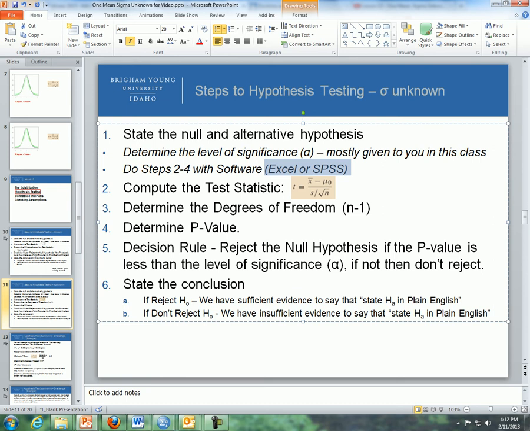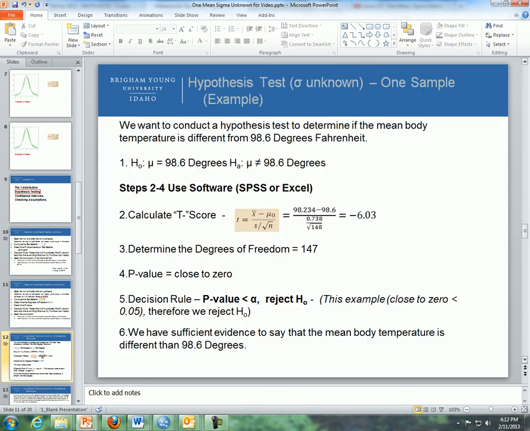Whereas earlier what we did was solve the test statistic by hand and then get a p-value using the applet. But these steps here, we'll be getting that information from either Excel or SPSS. Okay, so let's go through an example of this.